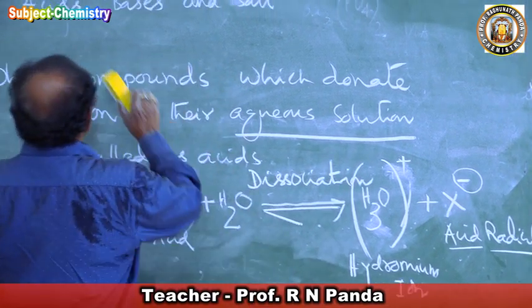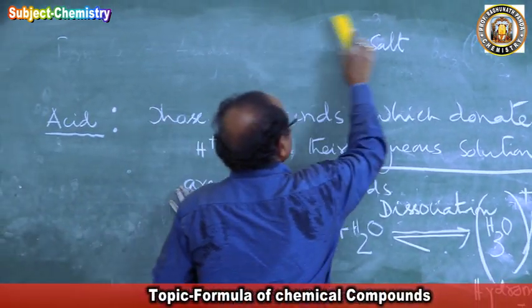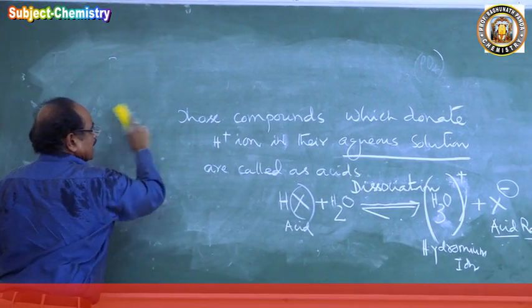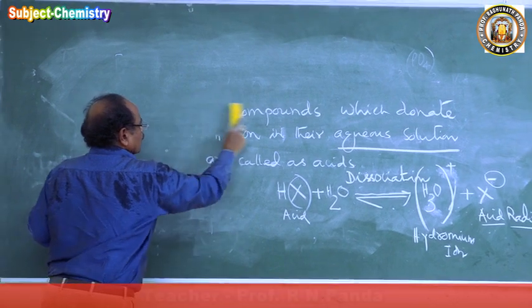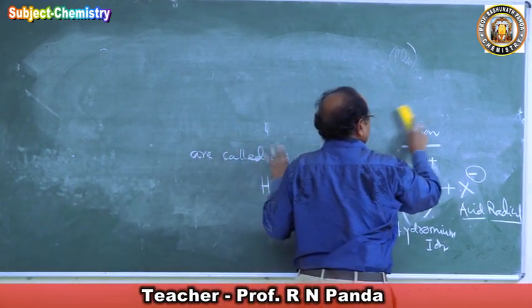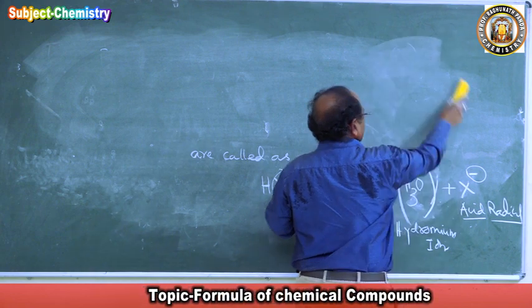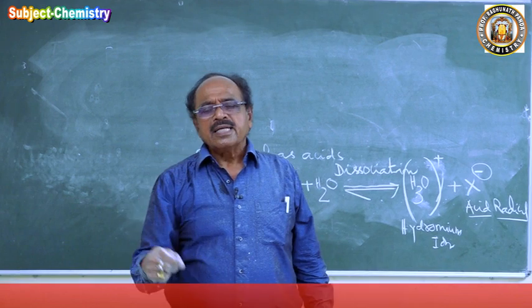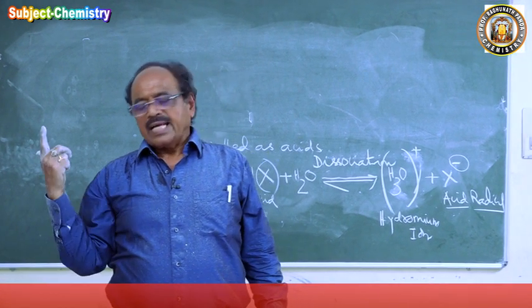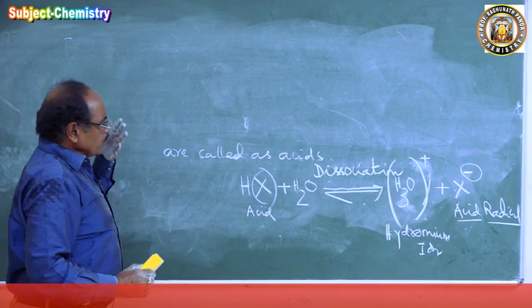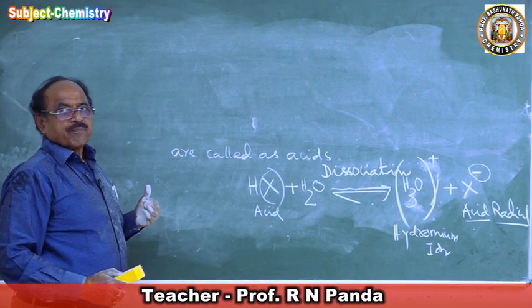So what is the property of an acid? Acid turns blue litmus red. What is the test for acid? Acids turn blue litmus red. How will you test the acid? You take the acid, put in a blue litmus paper, and it will turn red. Then that is called an acid.